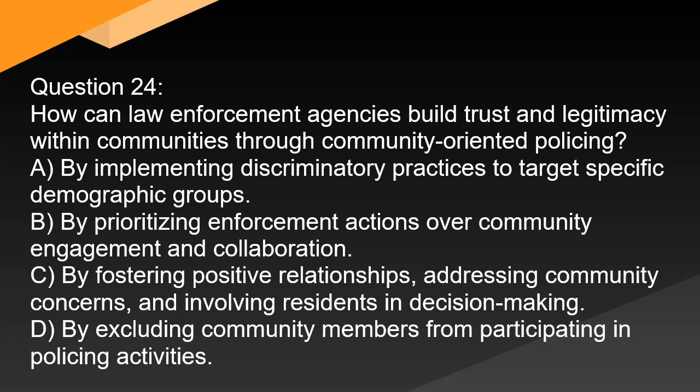Question 24. How can law enforcement agencies build trust and legitimacy within communities through community-oriented policing? A. By implementing discriminatory practices to target specific demographic groups. B. By prioritizing enforcement actions over community engagement and collaboration. C. By fostering positive relationships, addressing community concerns, and involving residents in decision-making. D. By excluding community members from participating in policing activities.